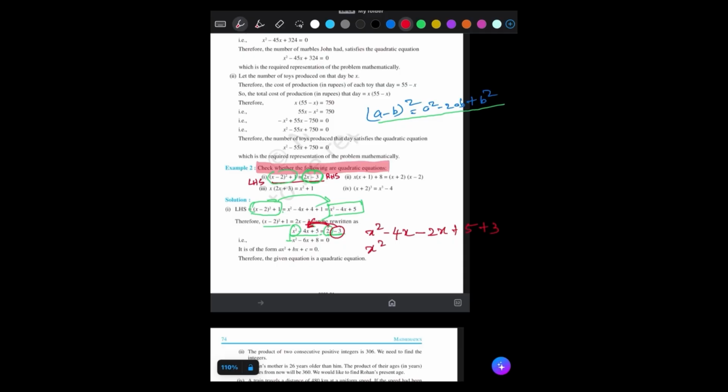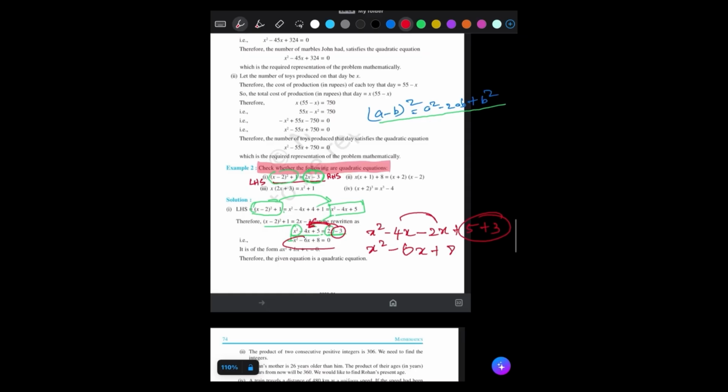So x squared, minus 4x minus 2x, what will it come? It will come as minus 6x, right? Then 5 plus 3 equal to 8. That is how we got this equation: x squared minus 6x plus 8 equal to 0, right?